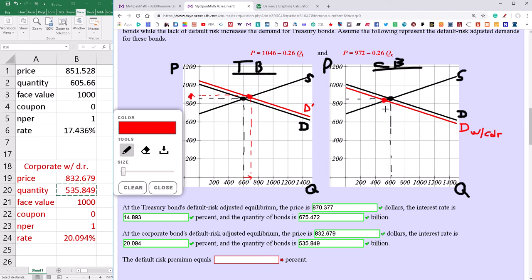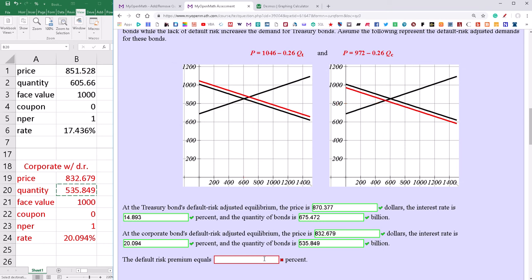Corporate bonds, people got spooked and left the market, which pushed the price down until people were okay with the level of risk that is inherent with corporate bonds. So the price got pushed down a little bit. And that's how you label that diagram. So go ahead and close this out.